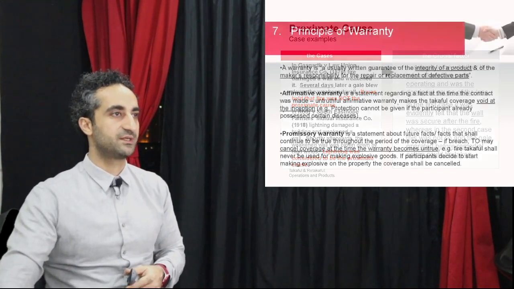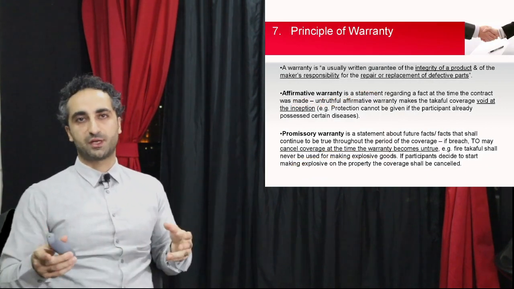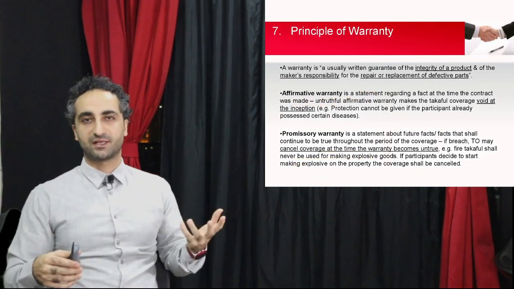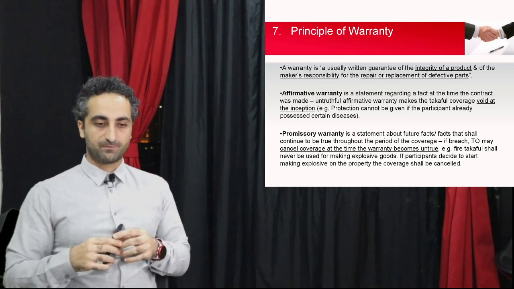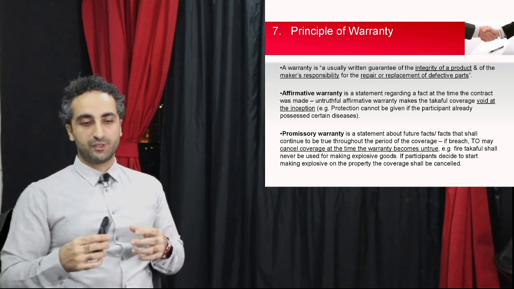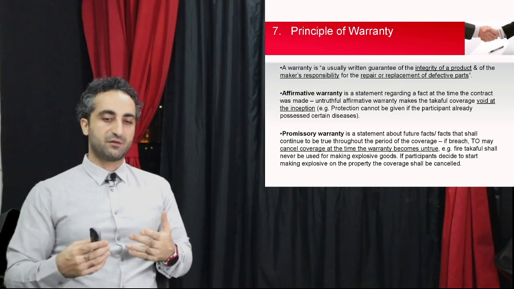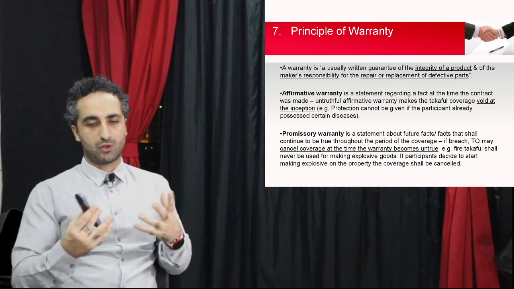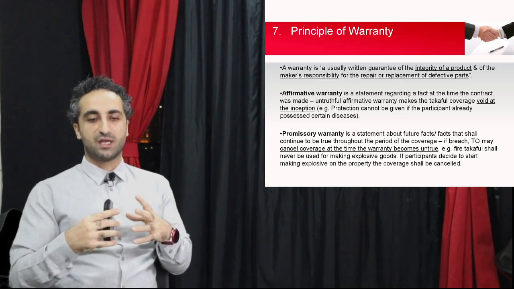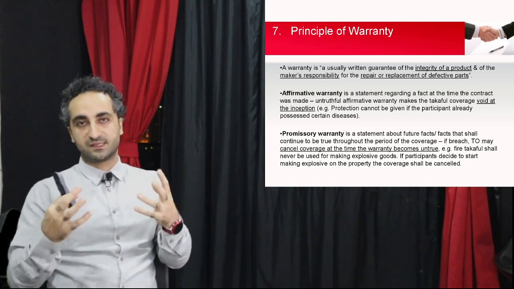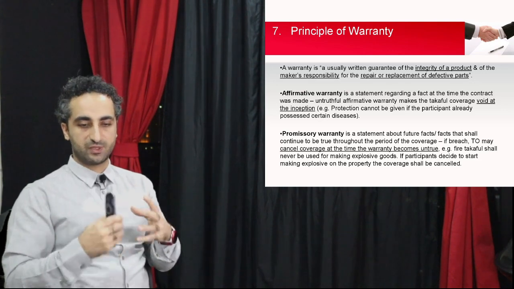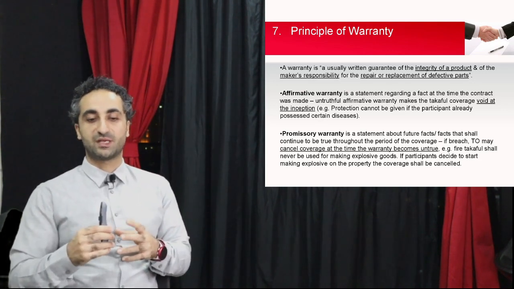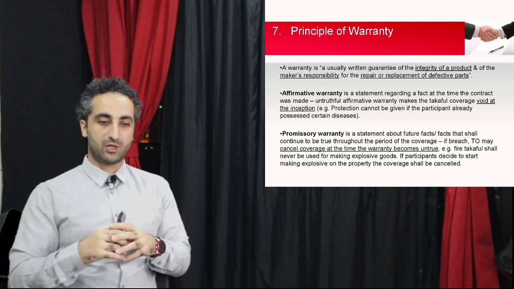Let's move to warranty. You know warranty, right, when we buy something with a warranty. However, warranty has different types. A warranty, you all know it, is usually a written guarantee of the integrity of the product, how good it is, how it works, and because it's that good, we will give you a warranty, basically the maker's responsibility for the repair or replacement of defective parts.